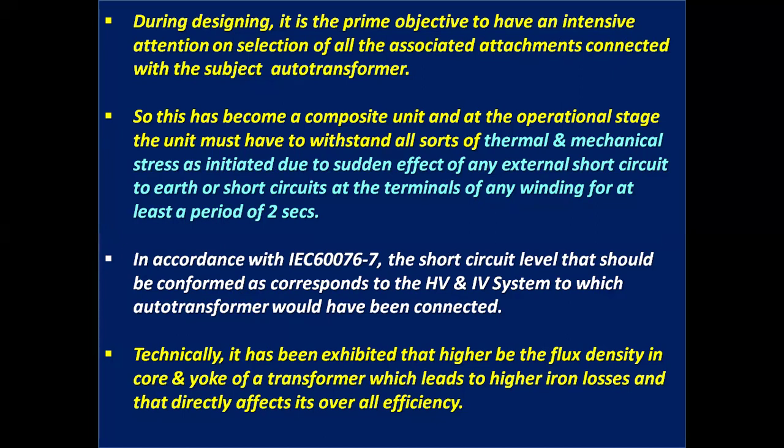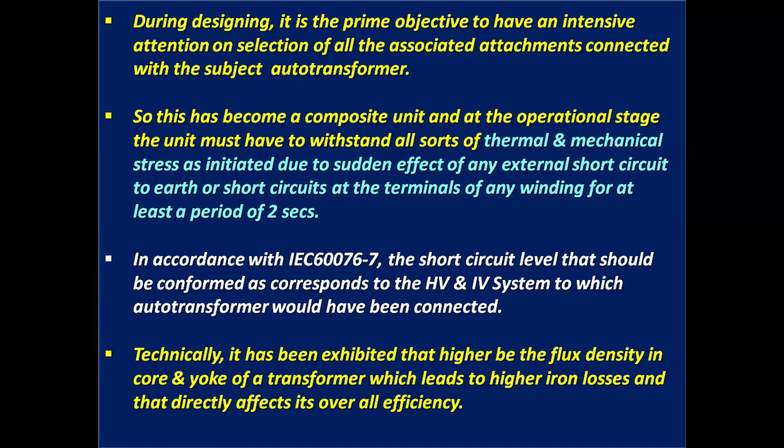In accordance with IEC 60076-7, the short circuit level that should be conformed to corresponds to the high voltage and intermediate voltage system to which the autotransformer would be connected.